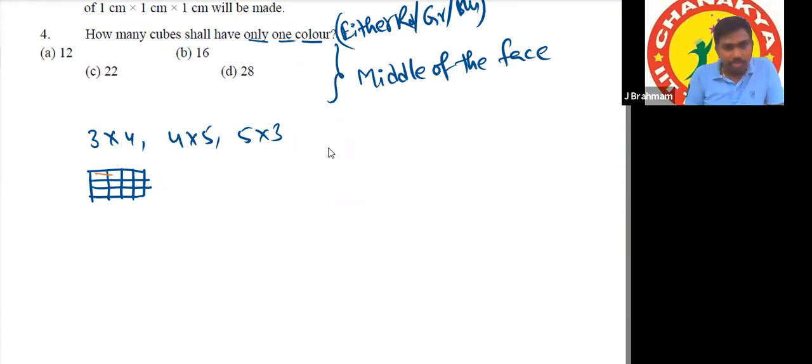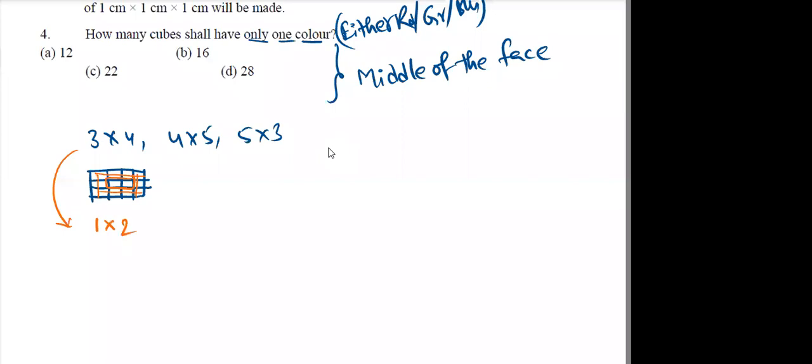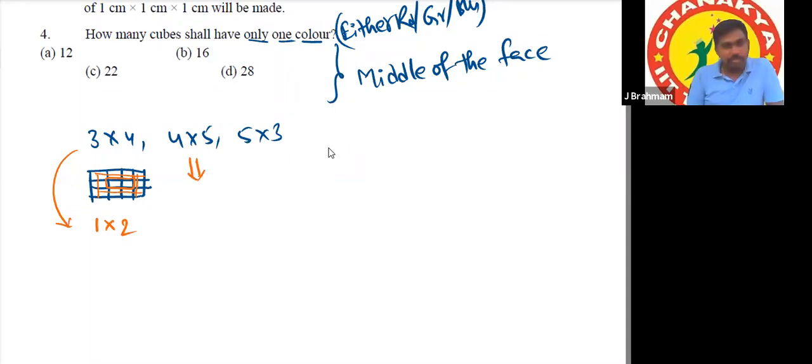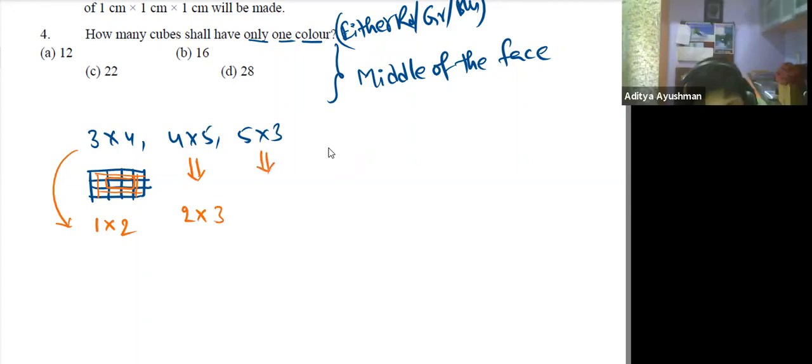So we have to remove this layer and this layer, because they are painted with 3 or 2 different colors, and we have remaining only two. So instead of doing all this process directly, 3/4 will become 1 into 2, 4/5 becomes 2 into 3, and 5/3 becomes 3 into 1.